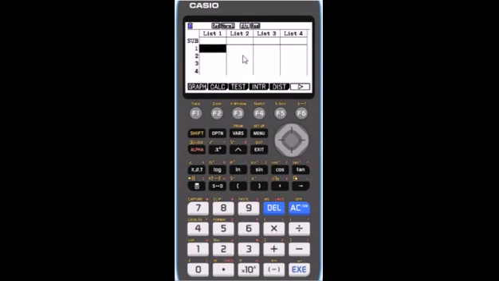And you get this list 1, list 2. So what you do, list 1 is n. It's the term number. So there's 6 numbers, 6 terms in the sequence. So this first column is just going to be 1, 2, 3, 4, 5, 6.